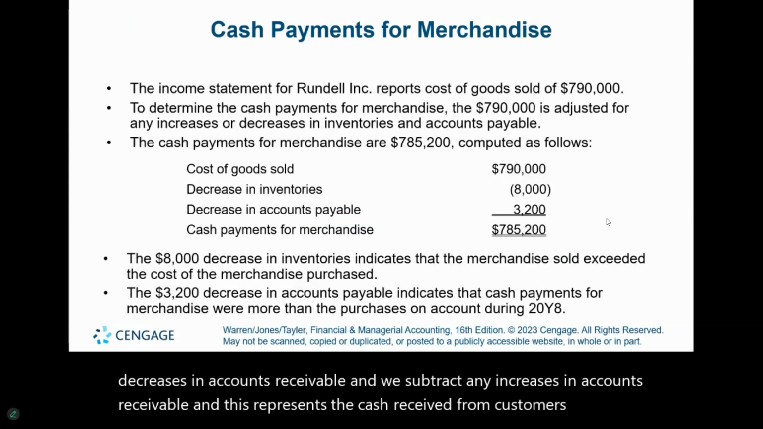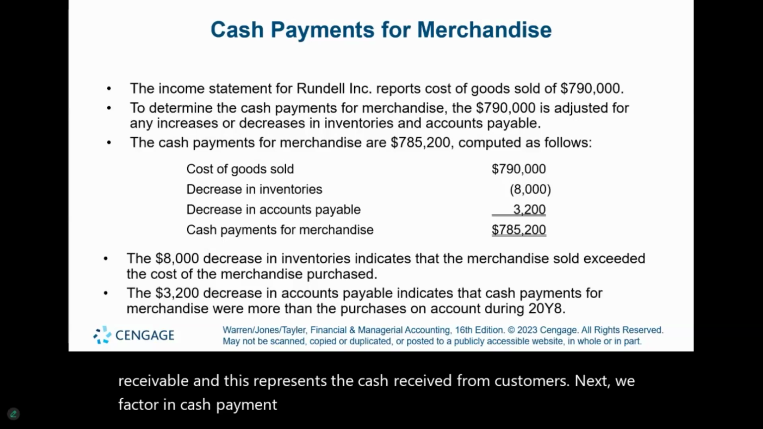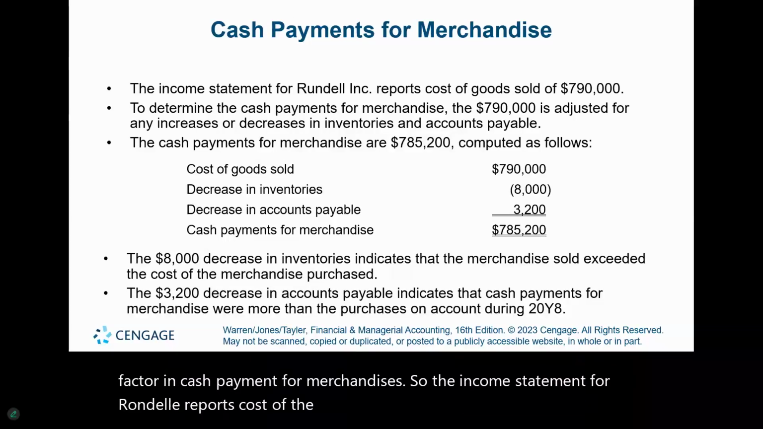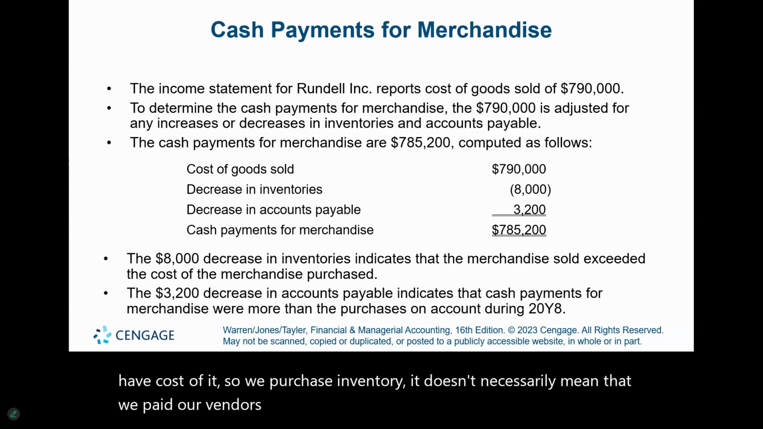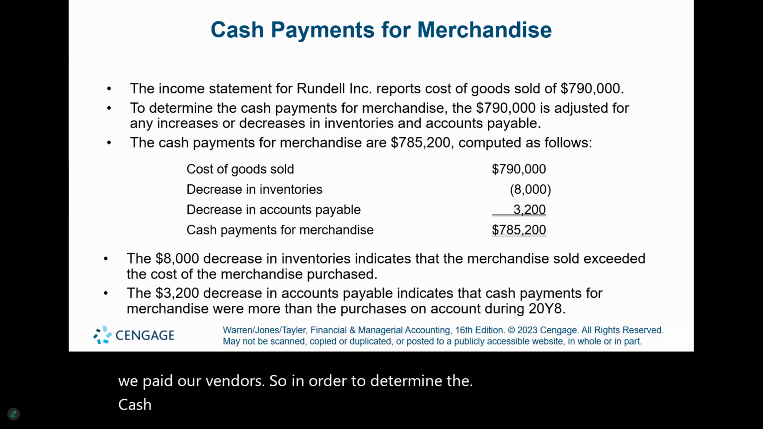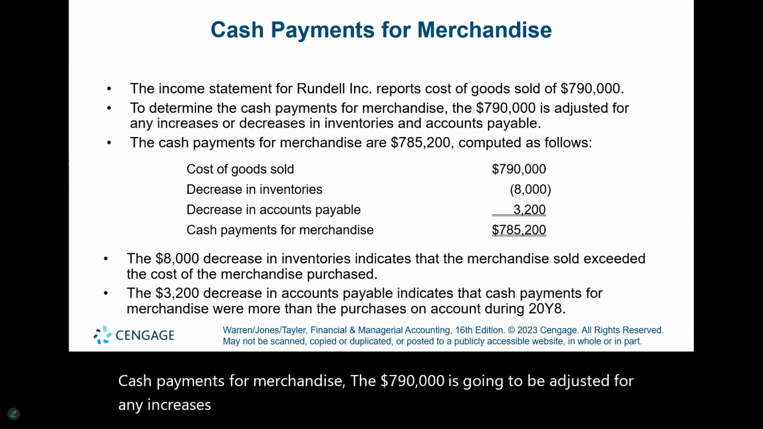Next, we factor in cash payments for merchandise. The income statement for Rundell reports cost of goods sold of $790,000. But again, just because we have cost of goods sold and purchased inventory, it doesn't necessarily mean that we paid our vendors. So in order to determine the cash payments for merchandise, the $790,000 is going to be adjusted for any increases or decreases in inventory and accounts payable as follows.